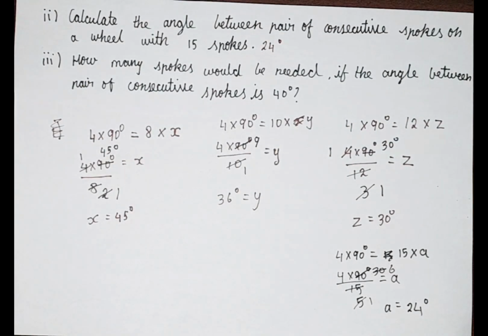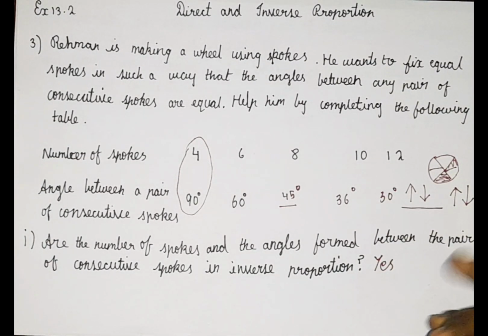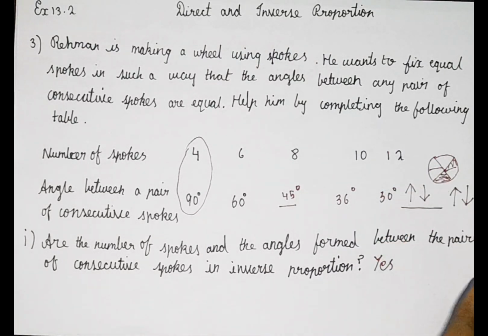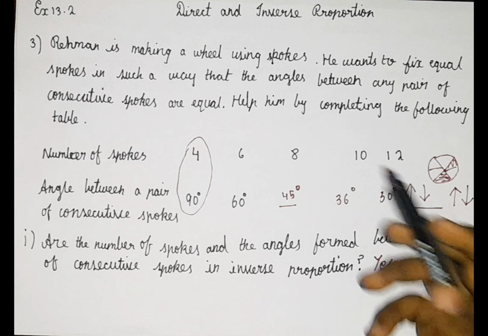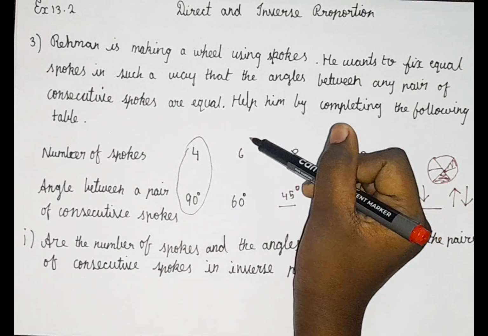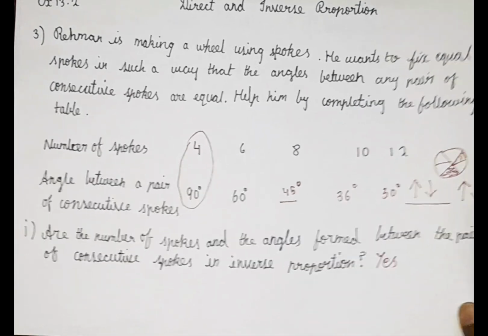You guys might have a doubt in this. Not only for this subdivision, for all the subdivisions, why did I take 4 into 90 degrees? I will explain that. In inverse proportion or in direct proportion, in both you have to consider the first value. This value is also given, but you should consider the first value. It is a rule.